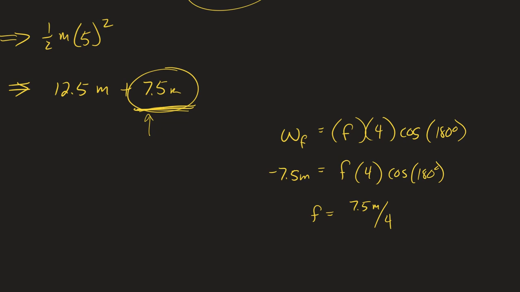So how do you get rid of the cosine 180? Cosine 180 is negative 1. Okay. So I put it here so that I would be able to cancel out the negative sign here. Oh, okay. But ultimately, it's a reminder.